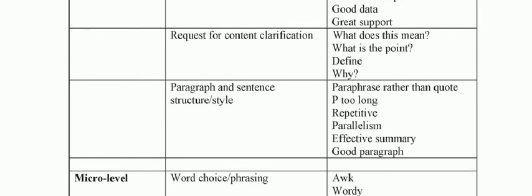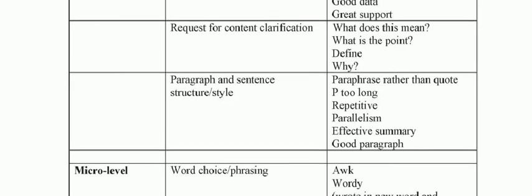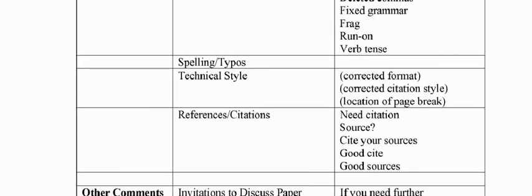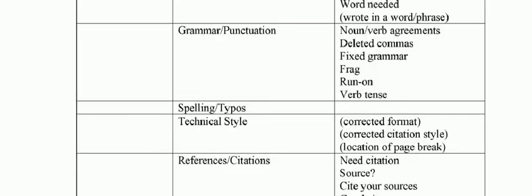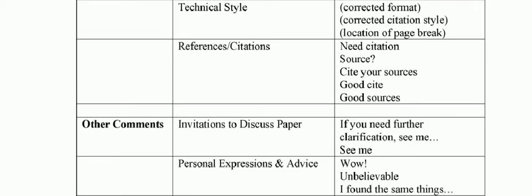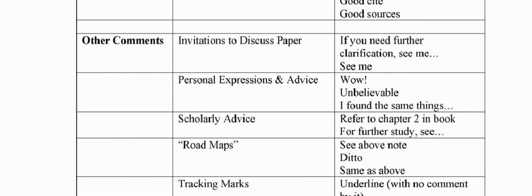I actually think sentence structure would be more appropriate for the next level they identified, which was the micro level. The micro level dealt with word choice and phrasing. It dealt with grammar and punctuation, spelling, and references and citations. Finally, they had a 4th category, other comments, other types of comments the instructor might make on a paper.